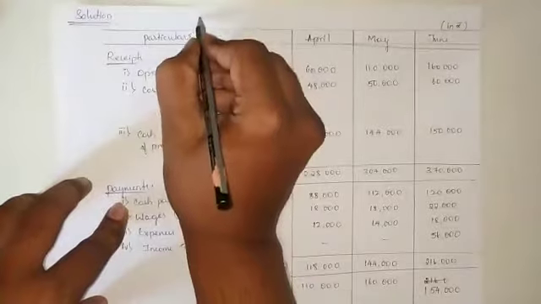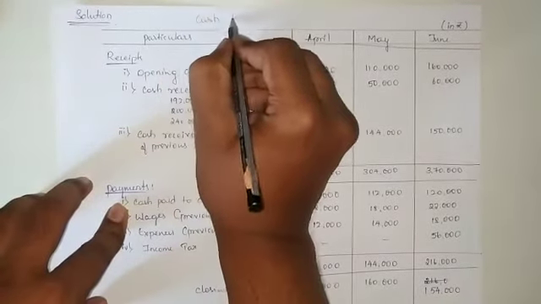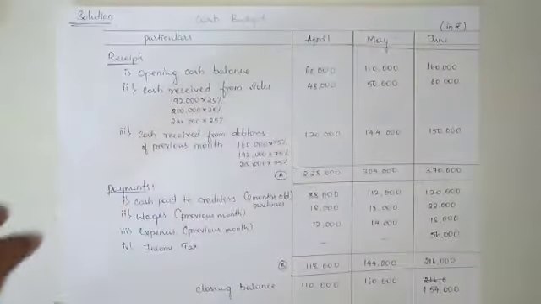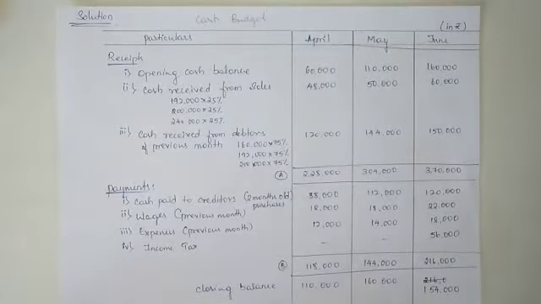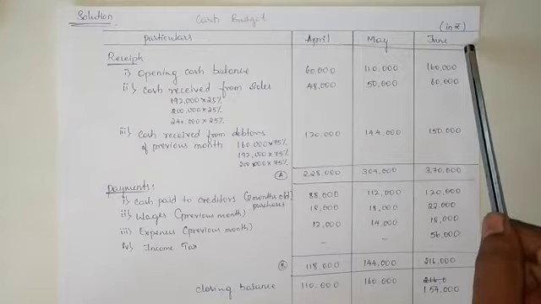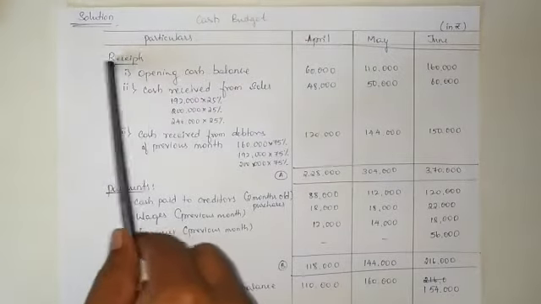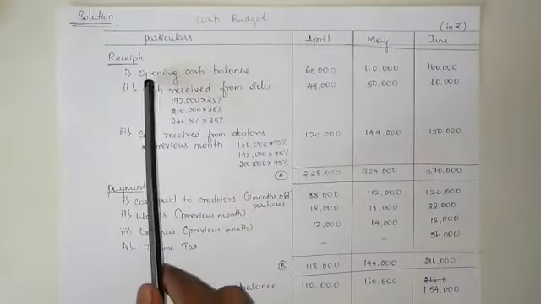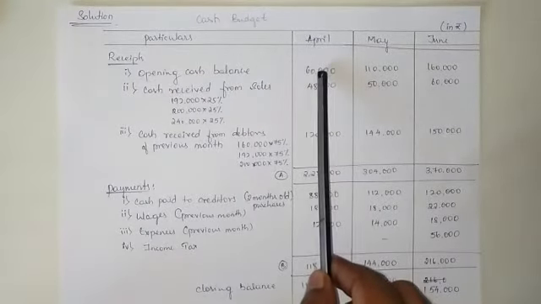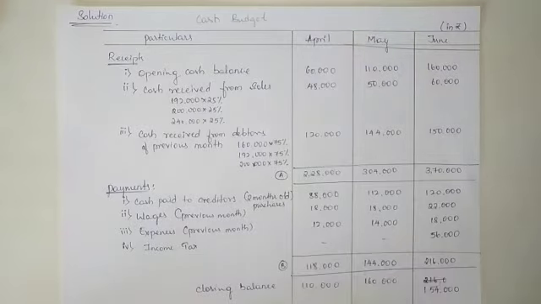In the solution part, we are preparing the cash budget by considering receipts and payments separately. This cash budget is prepared for 3 months, April, May, June. First we need to consider the receipts. Let us consider the opening cash balance, that is 60,000 in the month of April, which is given in the other information in the problem.